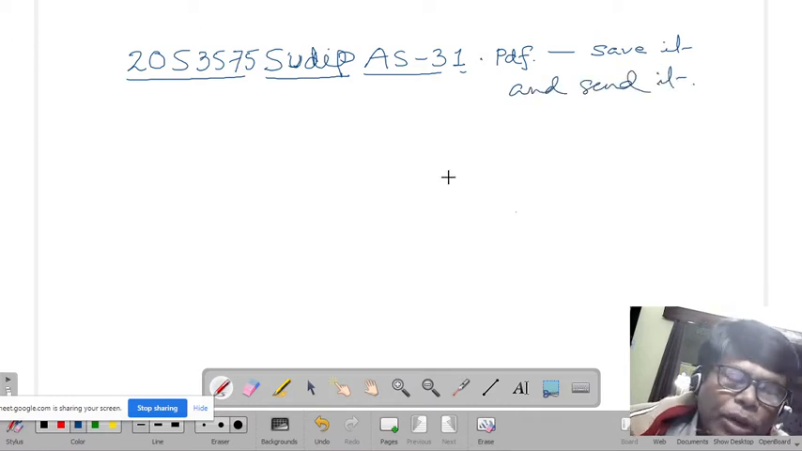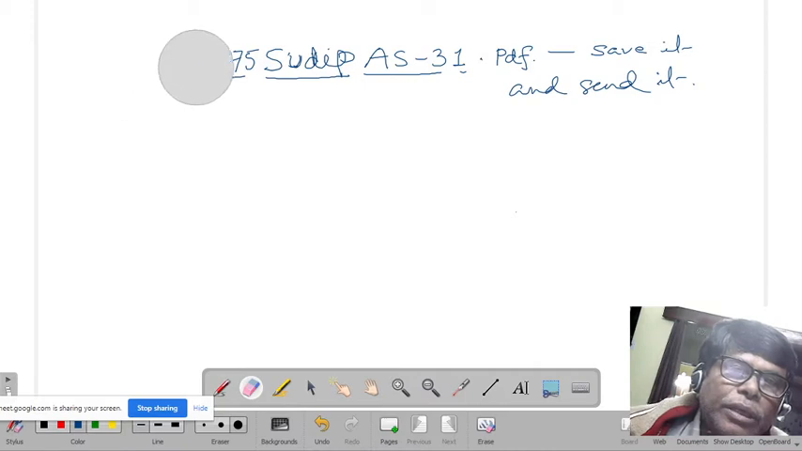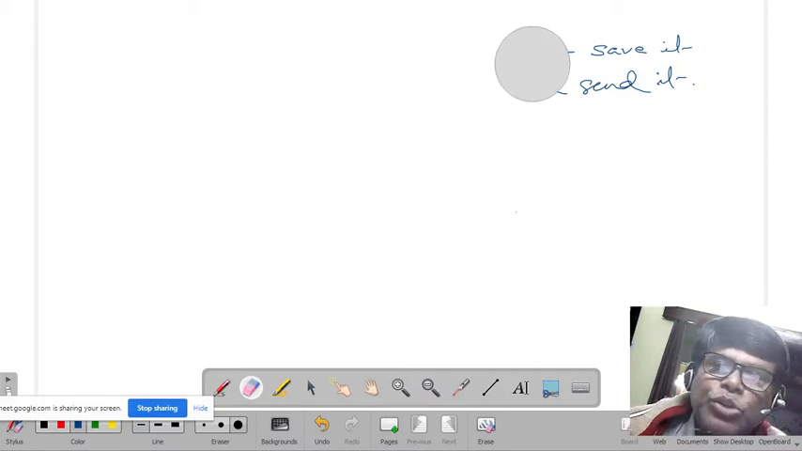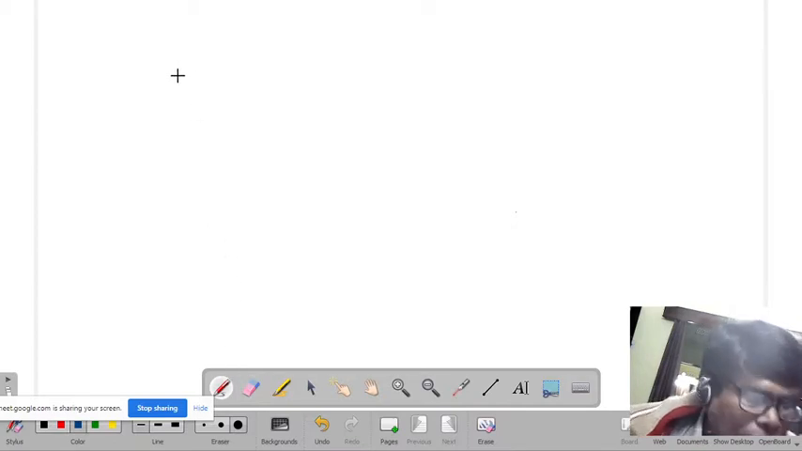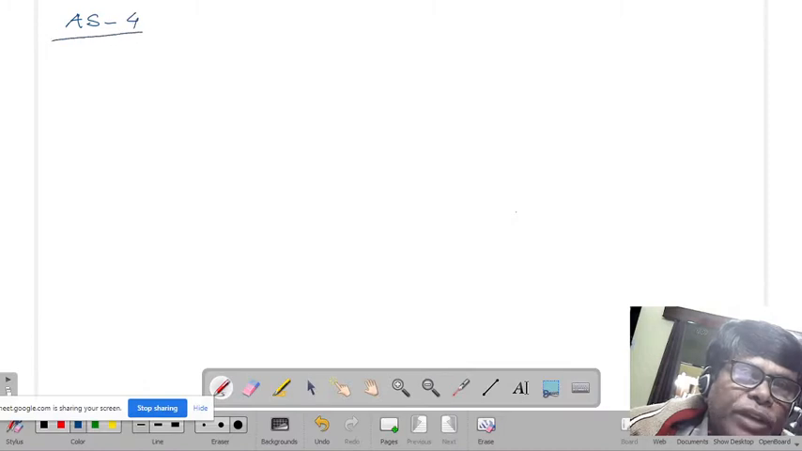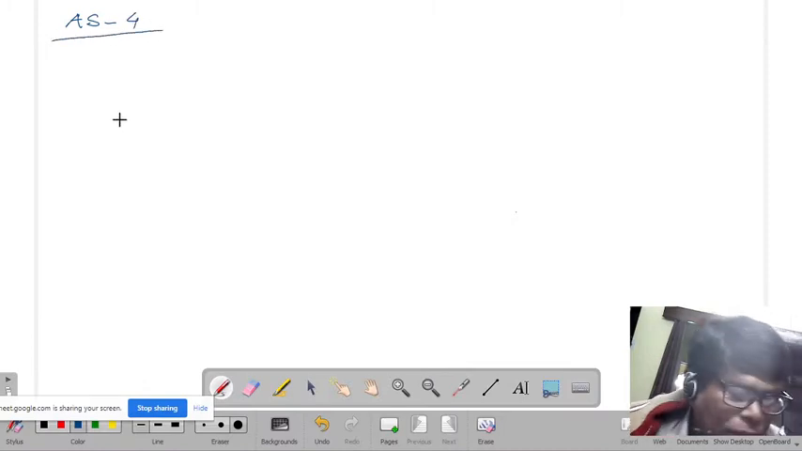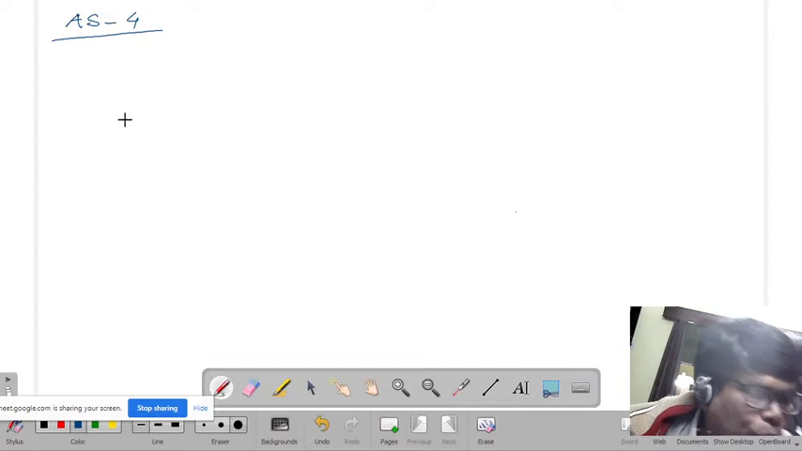Have you understood this one? This is the way you have to do it. If anybody has any confusion, ask me. Now this is again assignment 4 on differentiation. You do this at your home.